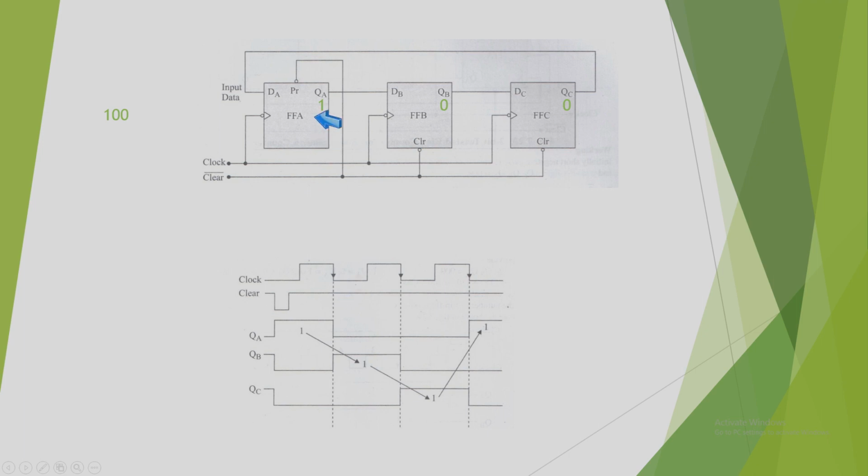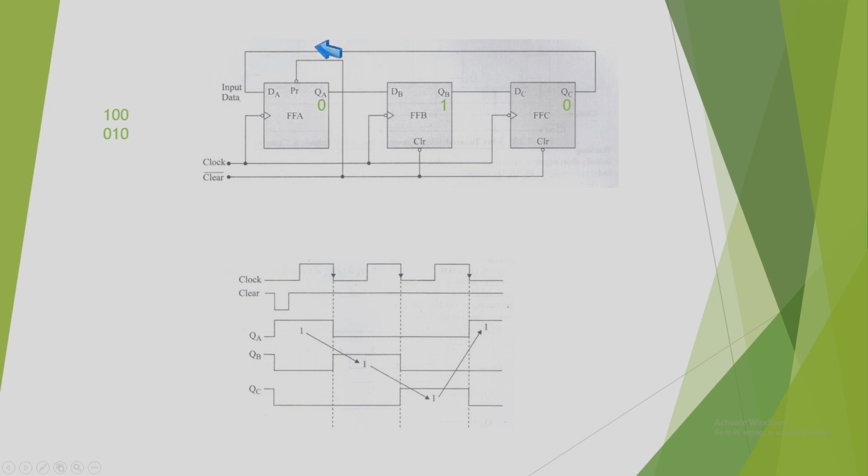When the next negative edge reaches, let's consider what the inputs to these ports will be. The first flip-flop is getting input 0, the second flip-flop is getting input 1, and the third is getting input 0. So when a negative edge reaches, the first will be reset to 0, the second will be set to 1, and the third will be reset to 0. Hope you understand. So after the first clock cycle, the first negative edge, the first flip-flop will be 0, the second will be 1, and the third will be 0. Now let's wait for the second negative edge.